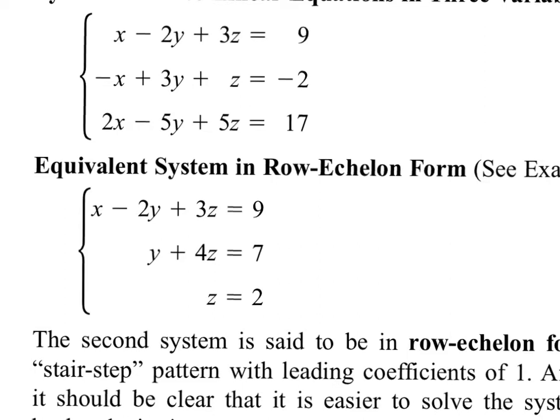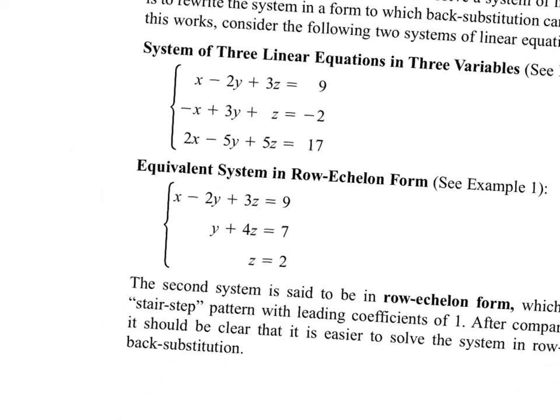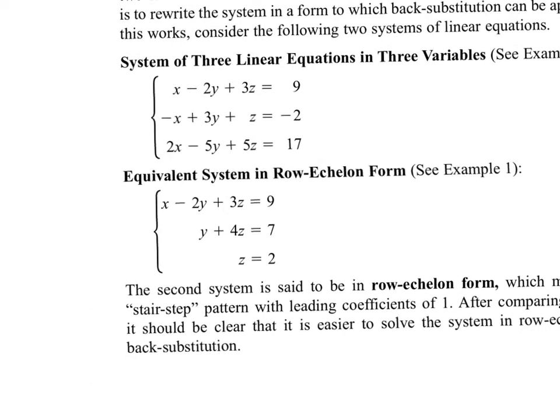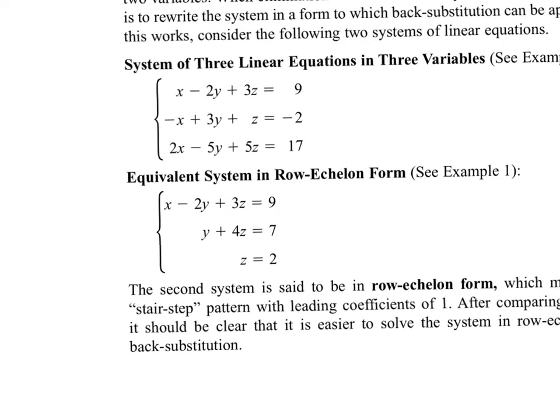Plug in z to the second equation, right? Then plug in y and z to the top one and find. Now, when you write your answer, it's going to be written in what's called an ordered triple. All that means is you're going to have an x value, a y value, and a z value. Instead of an ordered pair, where we had just x and y, now you'll have an ordered triple, so you have three answers: x, y, and z. Does that make sense?